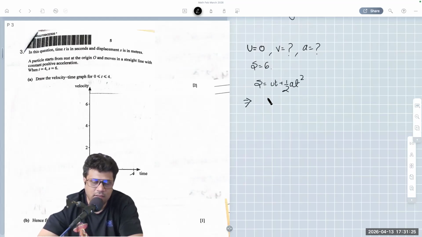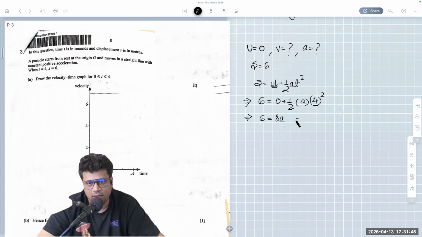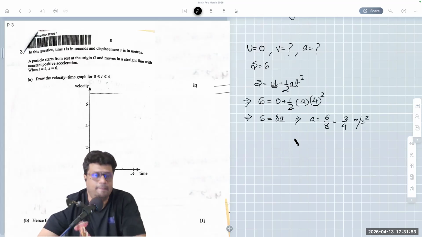Okay, let's see. So 6 equals u into t, that's 0, plus a half into a into 4 square. So you're looking at 6 equals 16 by 2, so 8a, which means a is 6 by 8. That's 3 by 4 meter per second square. Okay.